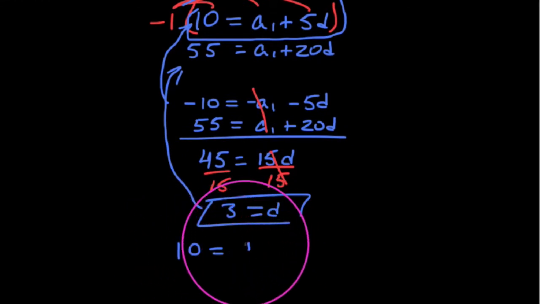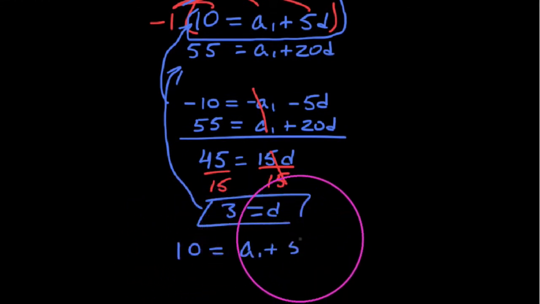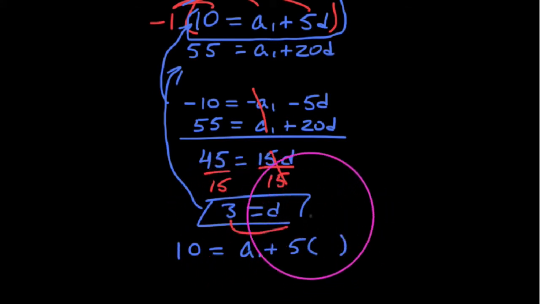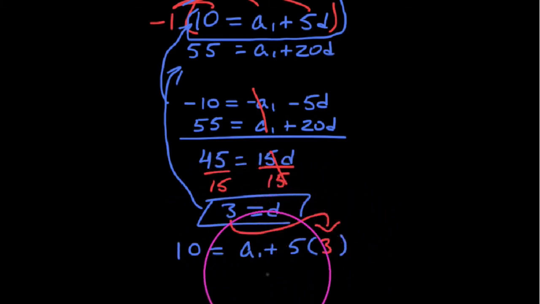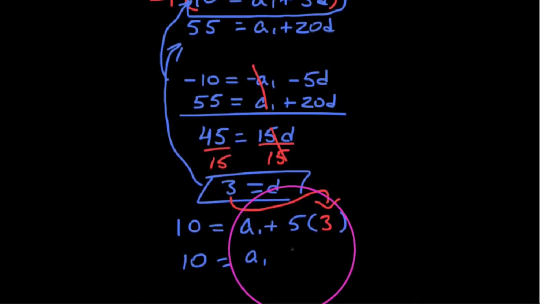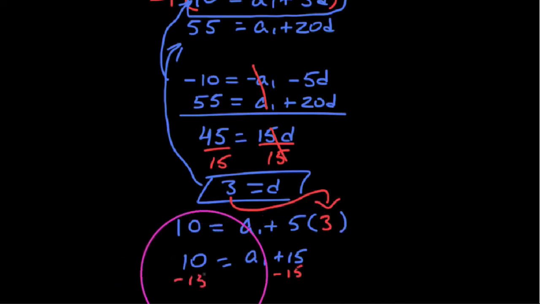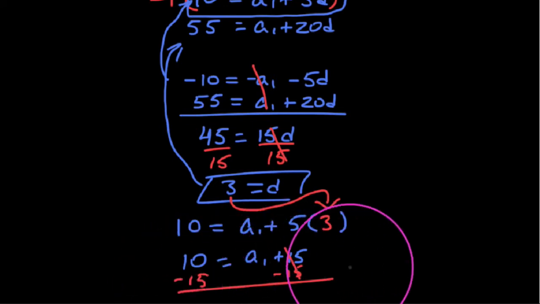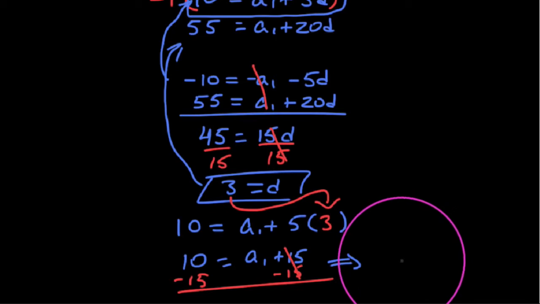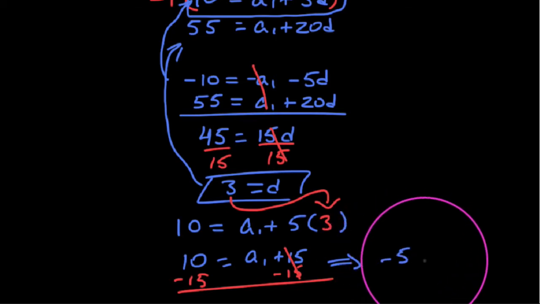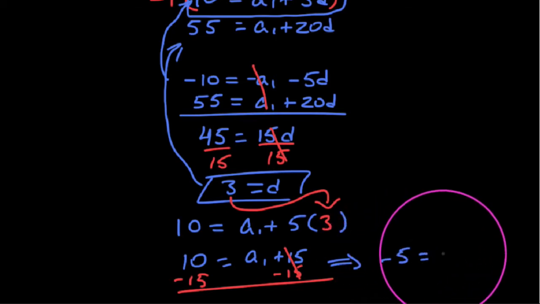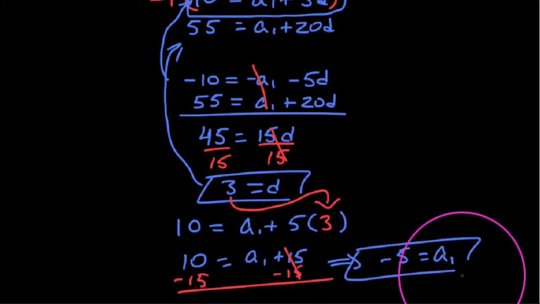We said 10 is equal to a1 plus 5 times d, where in this case we can substitute in the value of 3 for d, since we know that that's the value. So we get 10 equals a1 plus 15, and if we subtract 15 from both sides of this equation, we can isolate our a1. This implies that 10 minus 15 is negative 5, so our first term must have been negative 5.